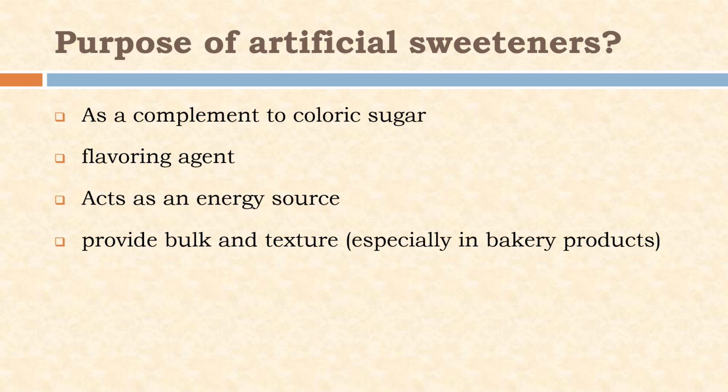So what are the purpose of artificial sweeteners? So artificial sweeteners act as a complement to caloric sugars and it will be acting as a flavoring agent. So since it consists of calories, it is acting as a source of energy. So apart from these functions, these artificial sweeteners will have other function, especially in the bakery products, which will add bulkiness and texture to the baked products. So the fluffy, bulky texture of the baked goods like puffs, pastries, cakes, etc. are because of this sugars which are added in it, especially the artificial sweeteners.